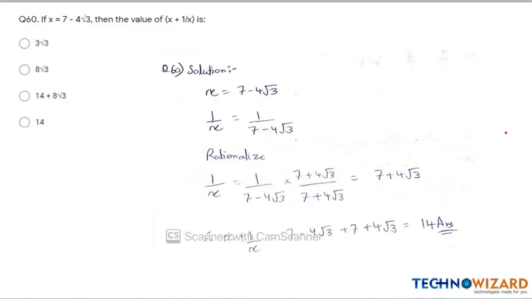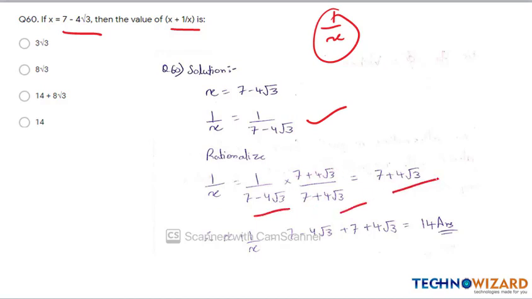Last question of this test, question number 60. They have said if x is equal to 7 minus 4 root 3, find the value of x plus 1 upon x. First we have to find the value of 1 upon x. To find the value of 1 upon x, we will rationalize the denominator, that is 1 upon 7 minus 4 root 3 into 7 plus 4 root 3 upon 7 plus 4 root 3. You will get 7 plus 4 root 3, the rationalized factor. Now x plus 1 upon x is 7 minus 4 root 3 plus 7 plus 4 root 3. You will get 14 as the answer. Therefore option D is the correct answer.